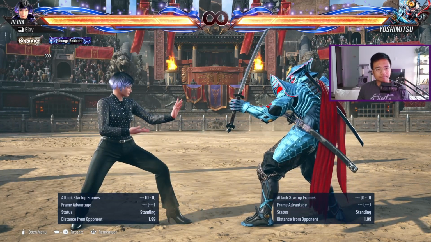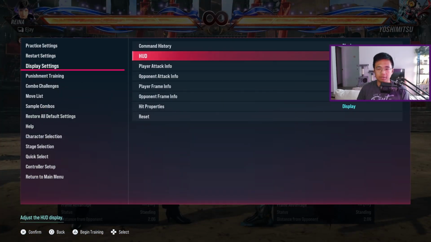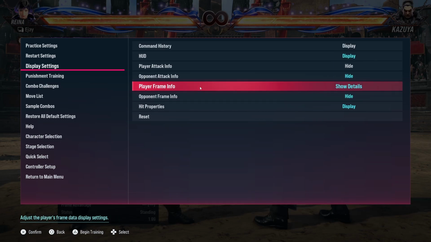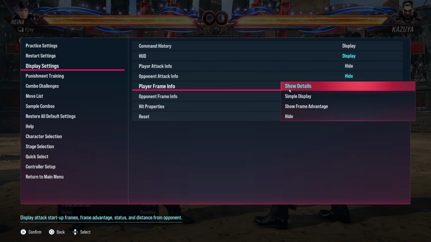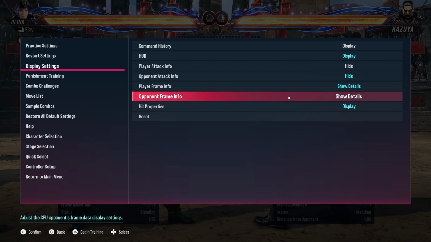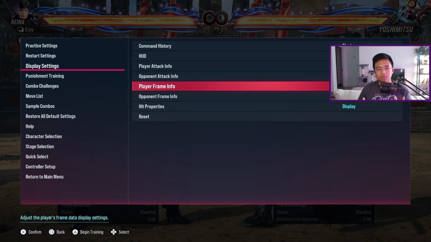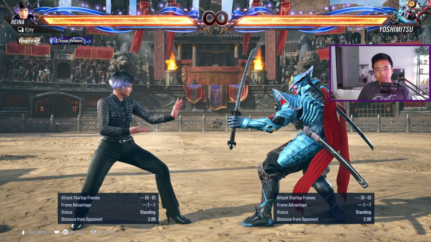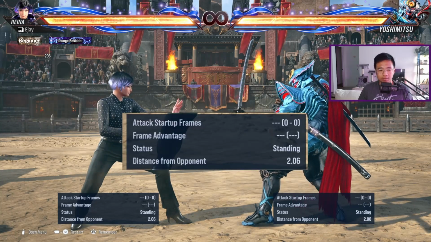Now, to start, you have to make sure we have the correct settings. I think by default you have the player info already turned on, but we need both the player info and the opponent frame info to show the details. Technically, you can use only the player frame info, because you can actually see both sides already when we're talking about block punishment. But just to make it simple for you to quickly understand, I'm going to turn them both on. Everything else you can probably hide.